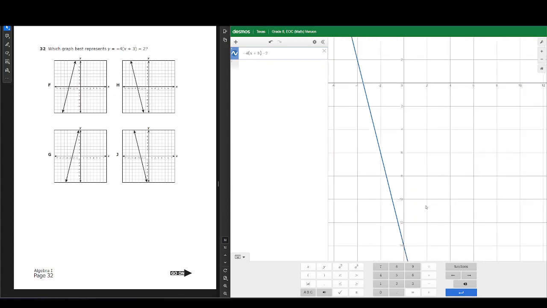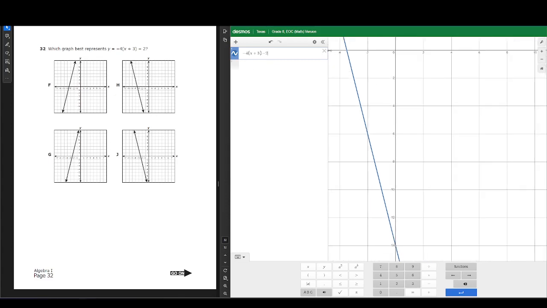So let's zoom in a bit. It looks like our x-intercept should be between negative 2 and negative 3, and it should be downward sloping. So J is already the only one. And then our y-intercept should be below 7. It looks like it's at negative 14. So it looks like J is going to be our correct graph for that.